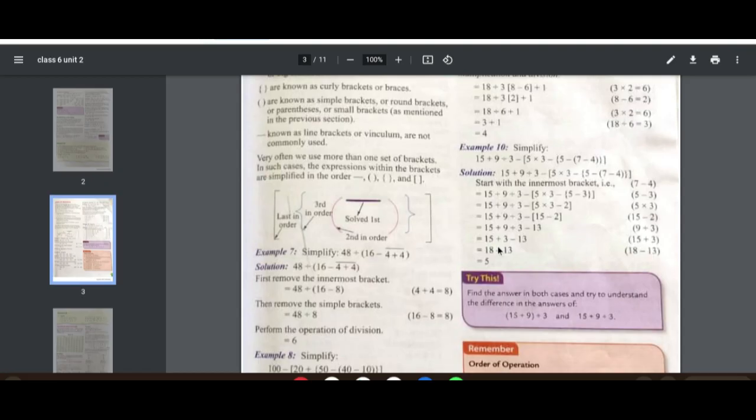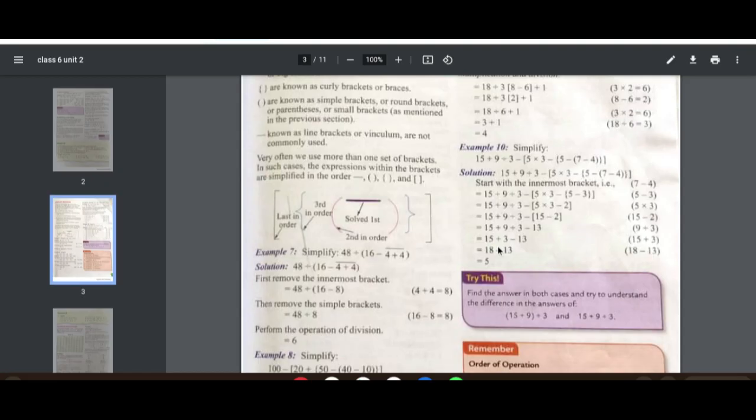Firstly we have to solve the bar, that is on the 4 plus 4. 4 plus 4 is equal to 8. Now 16 minus 8. Now we have to solve the bracket. 16 minus 8 is equal to 8. Then, when the bracket is solved, we remove the bracket, then we divide 48 by 8, and the answer will be 6.